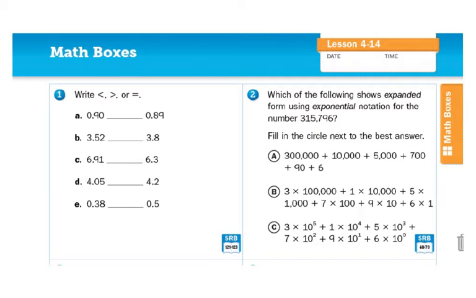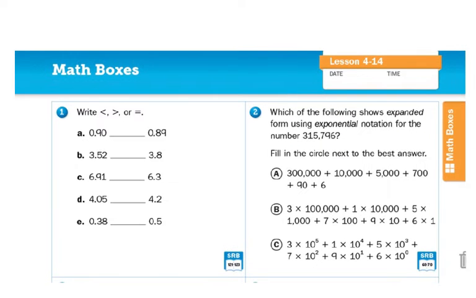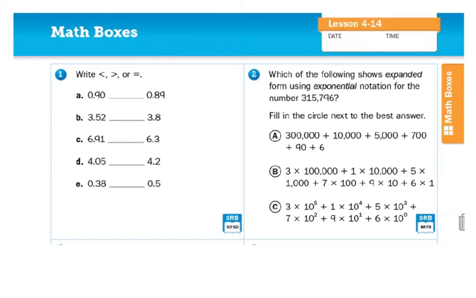Go ahead and move to journal page 151. Journal page 151. At the top, we are going to put a greater than, less than, or equal to sign. So the first thing I do is compare the ones place. The same, so I'm going to move now to the tenths place. 9 is greater than 8.